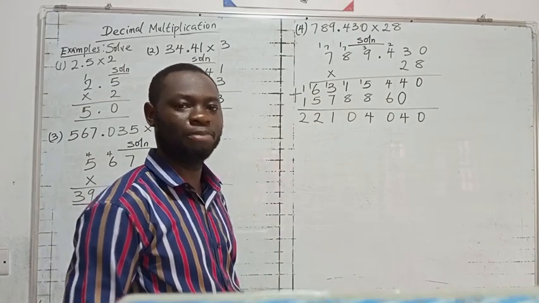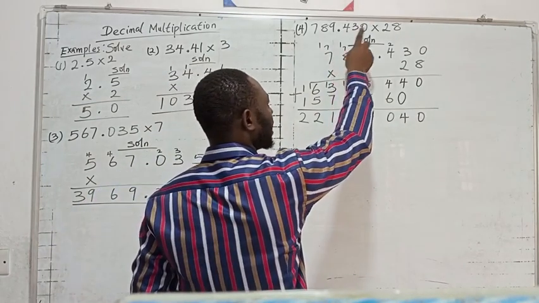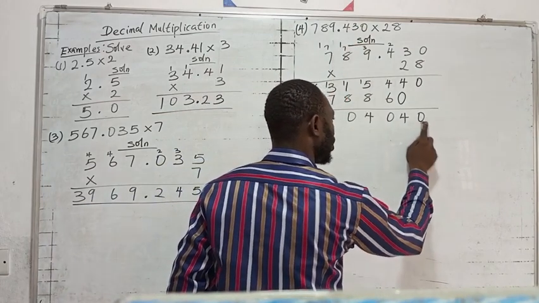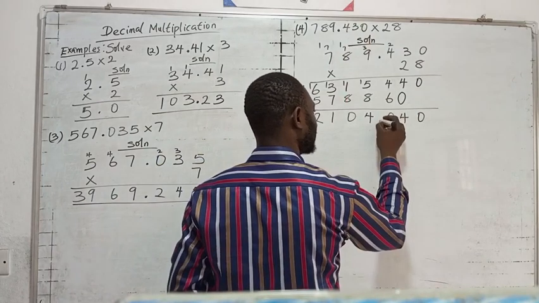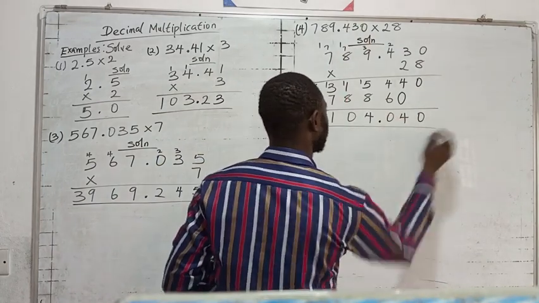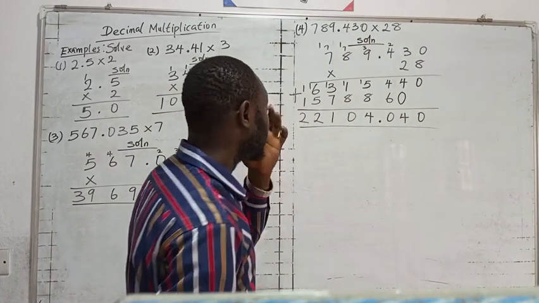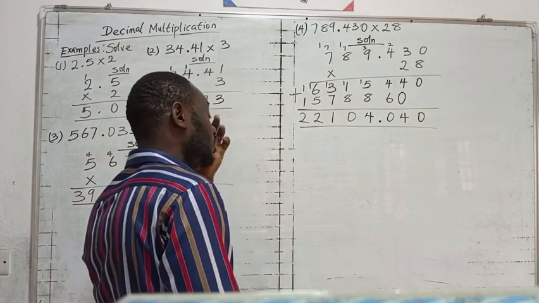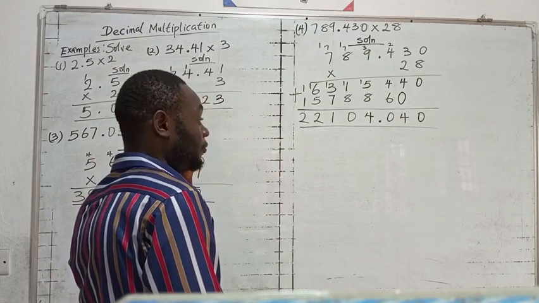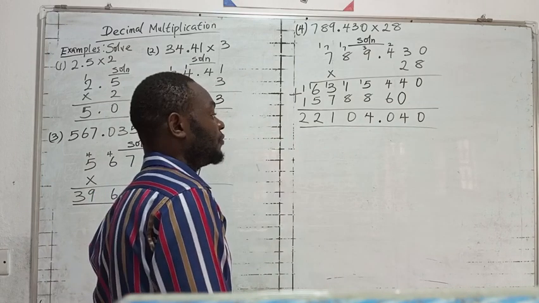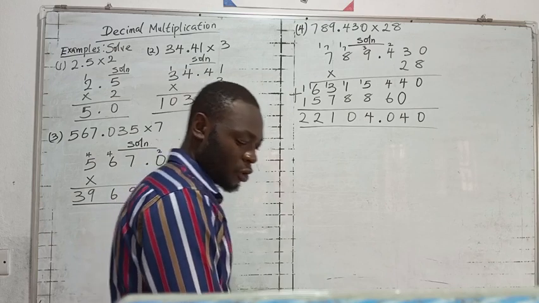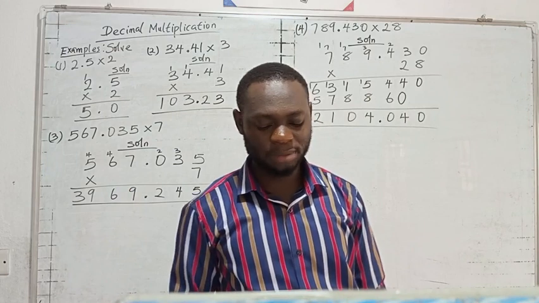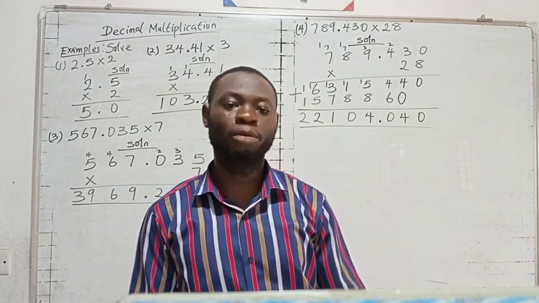Now we fix our decimal points. How many decimal places are here? 1, 2, 3. We come to our answer and count from here backward. 1, 2, 3. We put our decimal point here, and that becomes our answer. Therefore, 789.430 times 28 will give us 22,104.040. That is how to multiply decimal numbers by whole numbers actually.